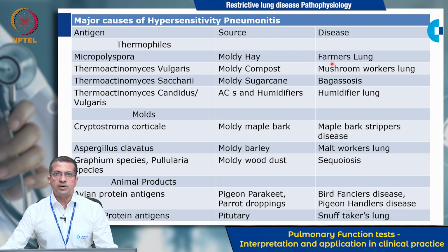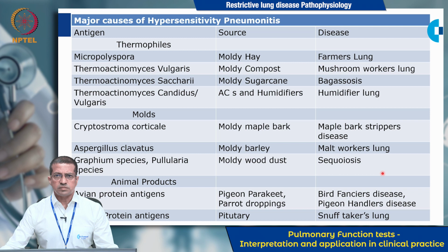For example, a farmer working in a farm, when exposed to this antigen, gets farmer's lung. A person working in a sugarcane factory, when exposed to this antigen in the form of moldy fungi, gets a disease called bagassosis. A person working in air conditioned and humidifier areas gets exposed to these fungal elements and gets humidifier's lung.